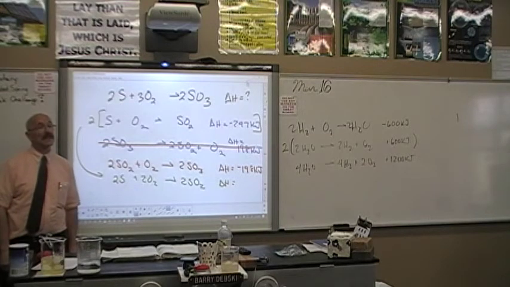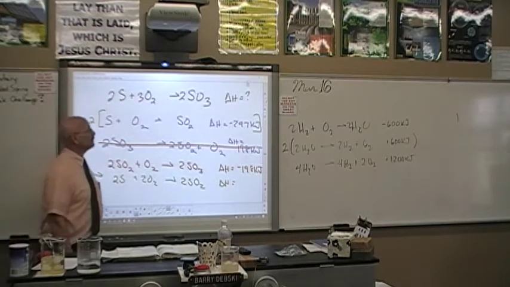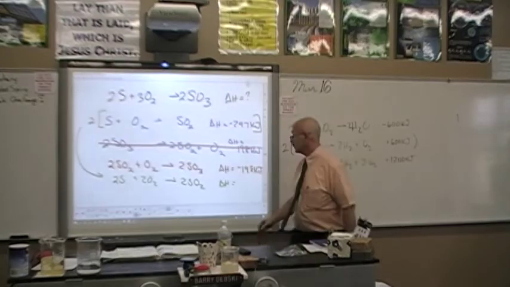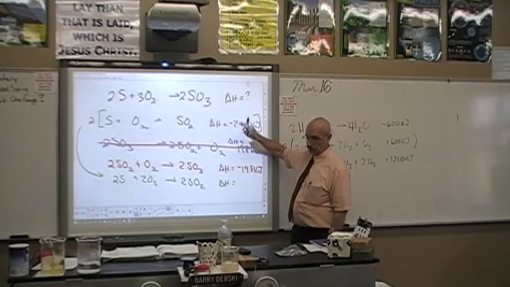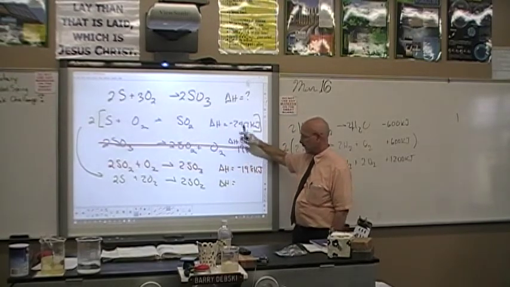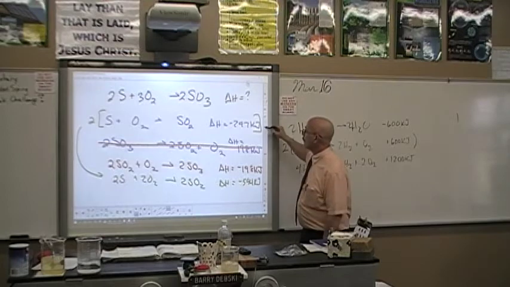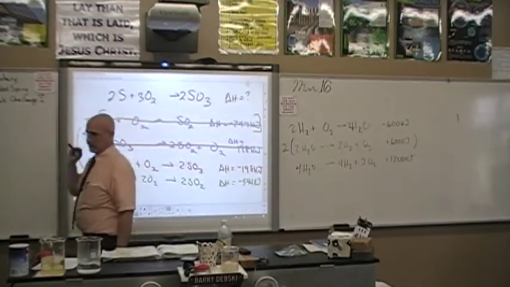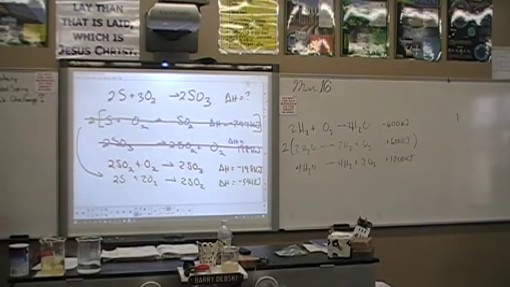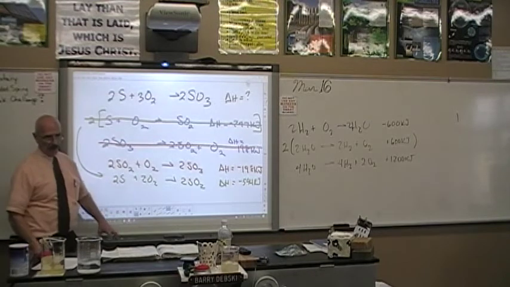And what's my delta H going to be? 2 times 297, right? Good. 594. And it's still negative. A positive number times a negative is still negative. Negative 594 kJ. Cross this out so we don't use it, okay? I don't want to make a mistake because I've got all these equations written on my board.